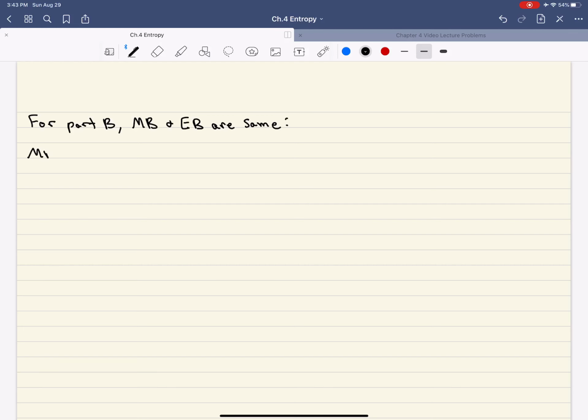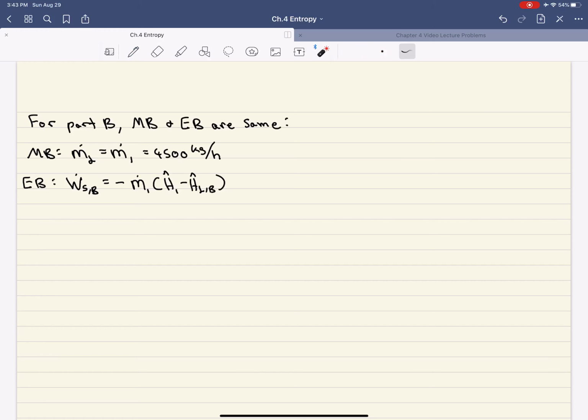For the material balance, it's actually exactly the same. M2 is equal to M1, which is still 4,500 kilograms per hour. For the energy balance, algebraically, it's the same. Our shaft work for part B is still going to be equal to minus M1 times (H2 hat minus H1 hat). Maybe I'll call this one B. The inlet stream H1 is still the same, and M1 is still the same. But for part B, our shaft work and our H2 are going to be different.